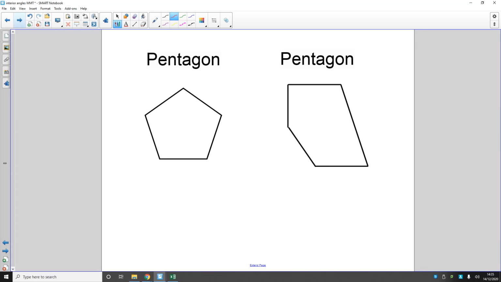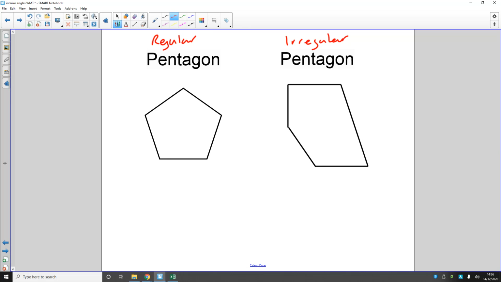Now, last time we discussed a pentagon. On the left here, we've got what we call a regular pentagon. And on the right here, we've got what is called an irregular pentagon. If we have a look closely, they both have five sides. That's something they have in common.